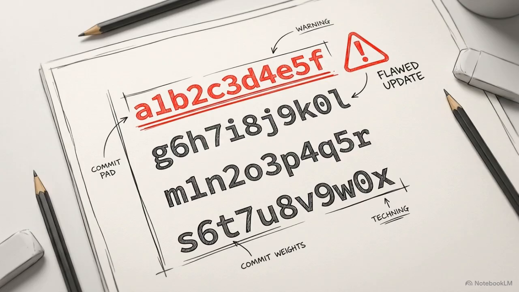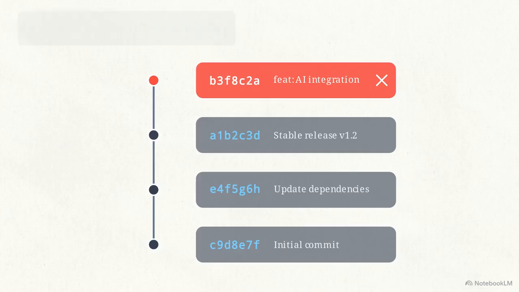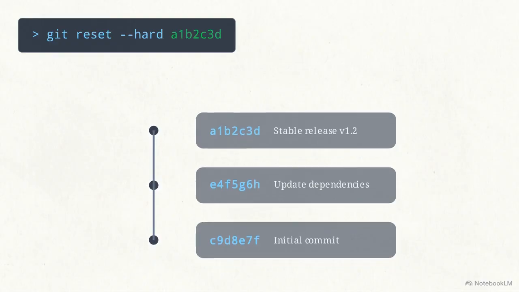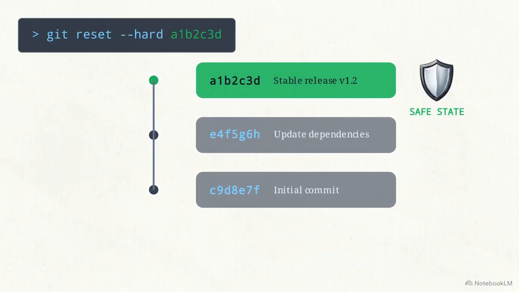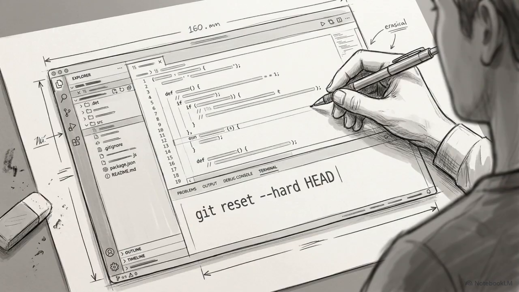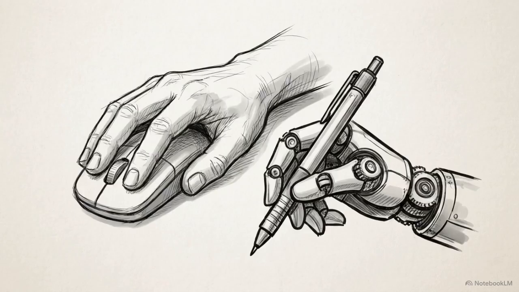If the broken AI code was already committed to your history, use git reset --hard HEAD. This forces the repository back to your last known good state and discards the flawed commit. When you possess this precise rollback capability, AI collaboration is no longer a dangerous high-wire act. You have a perfectly safe environment for aggressive iteration.